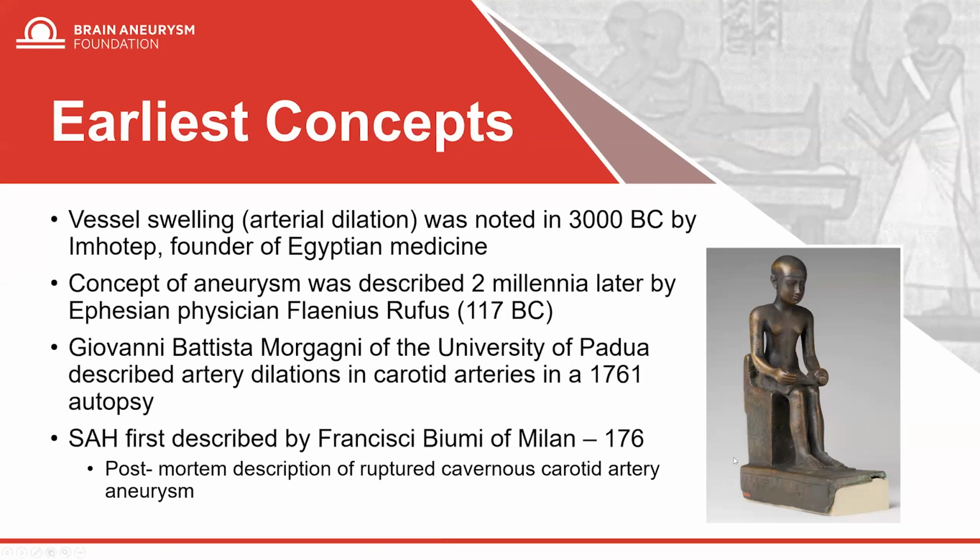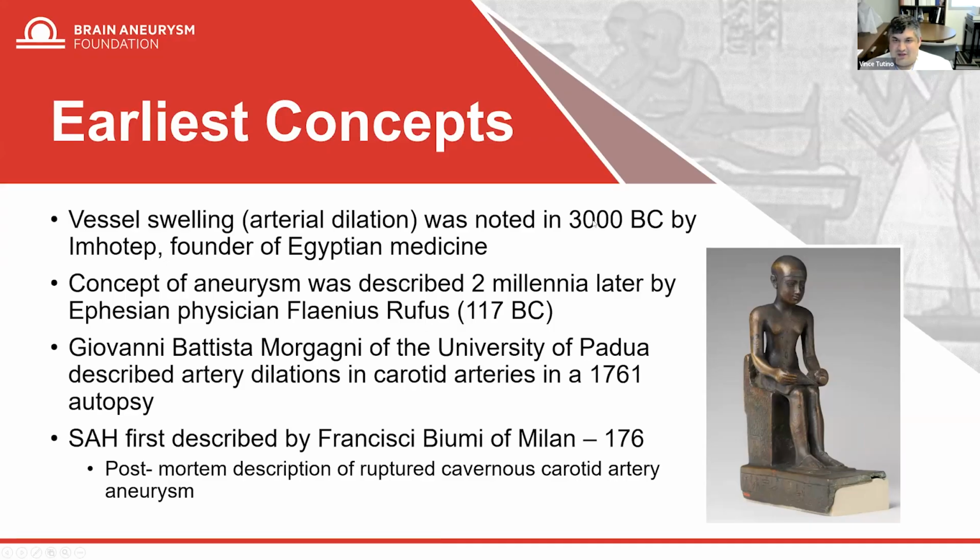And another 2,000 years later, the Italian physician Giovanni Morgagni, at the University of Padua, showed it in the carotid arteries on autopsy. These were still not yet intracranial aneurysms. They were just dilations of vessels throughout the body. But you can see from the earliest recordings of it, it took about 5,000 years before we started describing aneurysms as we think of them today.